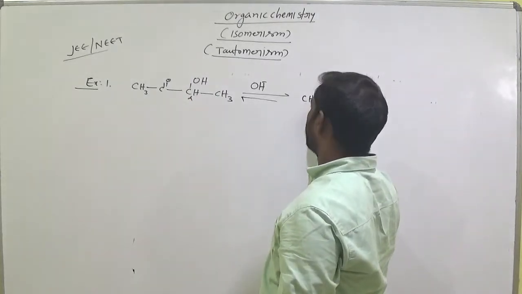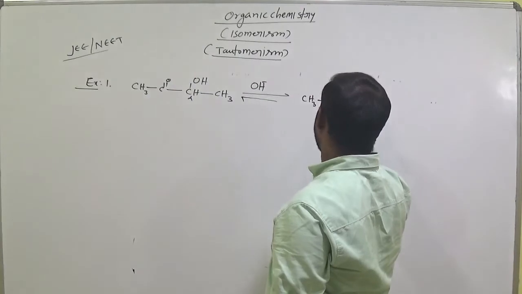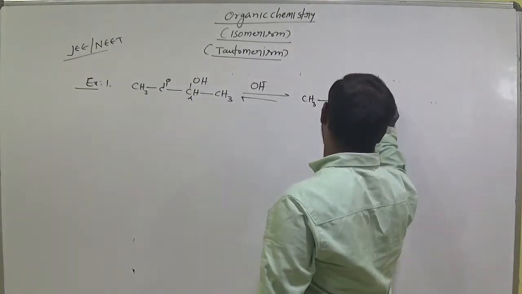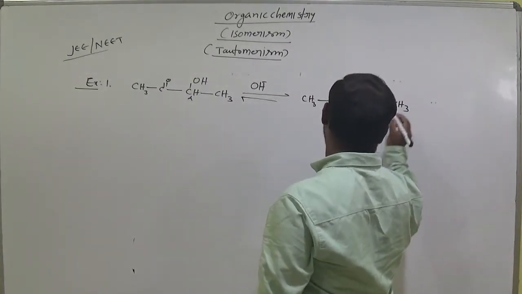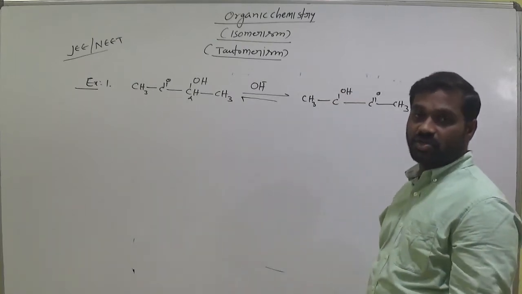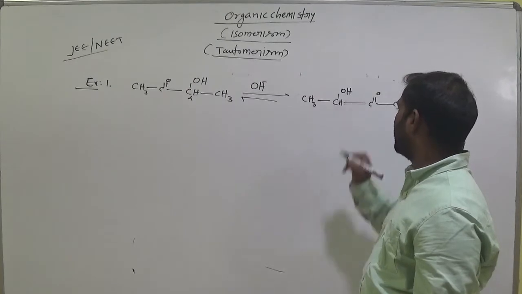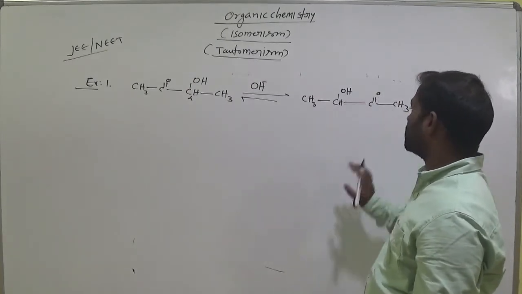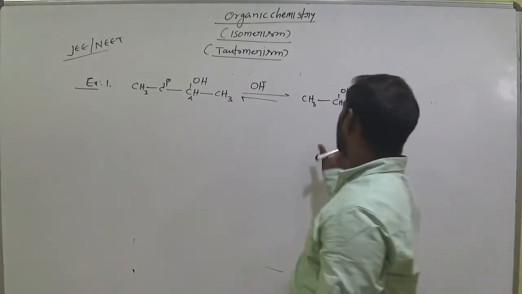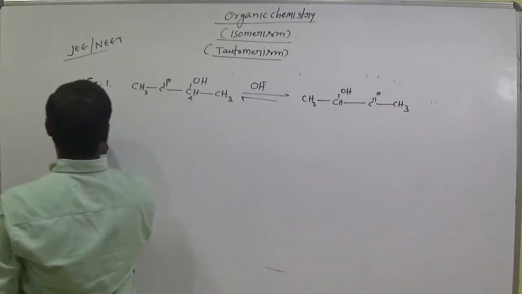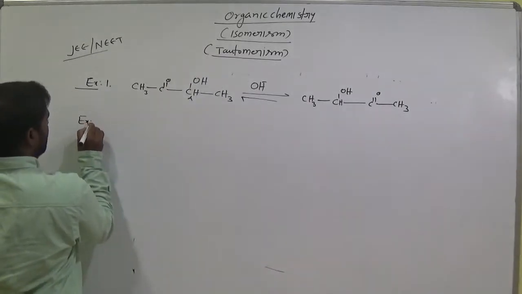Now it becomes CH3, bond COH, bond C double bond O, CH3. Now observe the valency of carbon. It shows tetravalency, 1, 2, 3 bonds only. For the fourth bond write hydrogen. Here 1, 2, 3, 4 bonds are enough. So now this is the product here. Now write example 2.